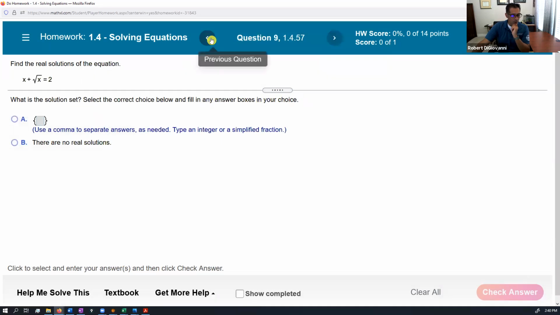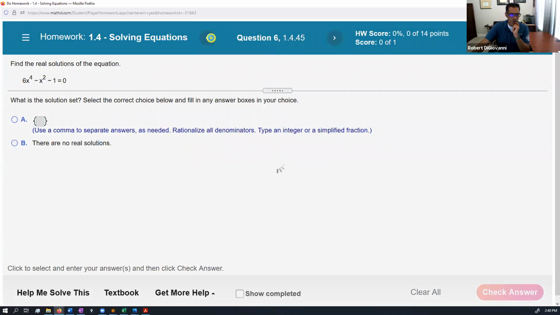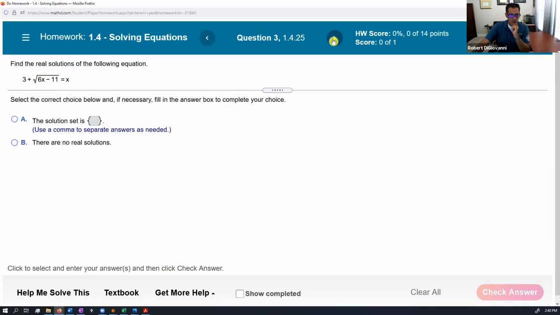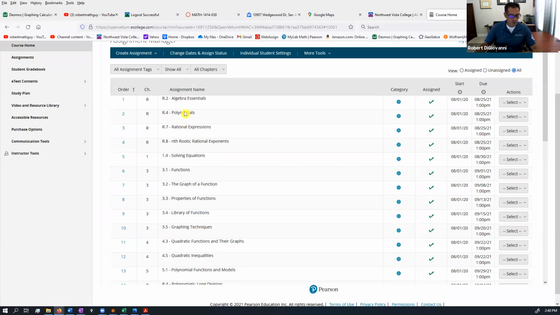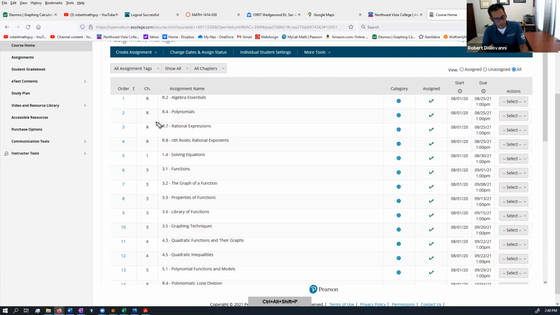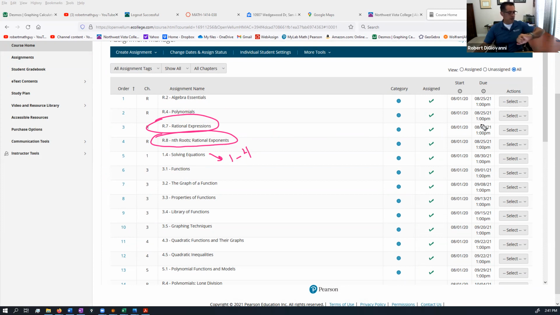I would say for homework 1.4, I would only expect that you do the first 4 questions. All right. So try and do the homework for the other sections. So for the algebra, polynomial, rational, really what I'm most interested in is that you can do the homework for rational expressions, nth roots, rational exponents, and then this one just 1 through 4. I'm going to change the due dates here because these were supposed to be due on the 25th. For all the R's, I'll push it till Monday. And for the 1.4, I'll push it back also because we didn't get to it.